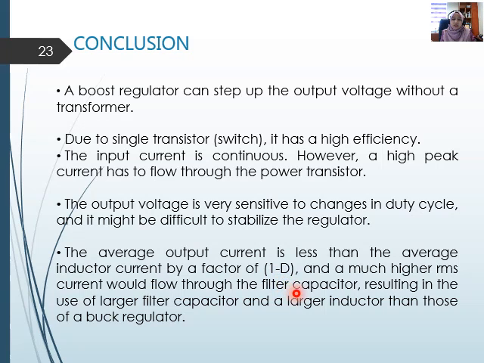A much higher RMS current will flow through the filter capacitor, and this will result in a larger filter capacitor and a larger inductor than those in the buck converter. If you use similar parameters and have a similar duty cycle, you can find that the value of inductor and capacitor for the boost converter is a bit higher than for the buck converter. So that is the conclusion for this boost converter.